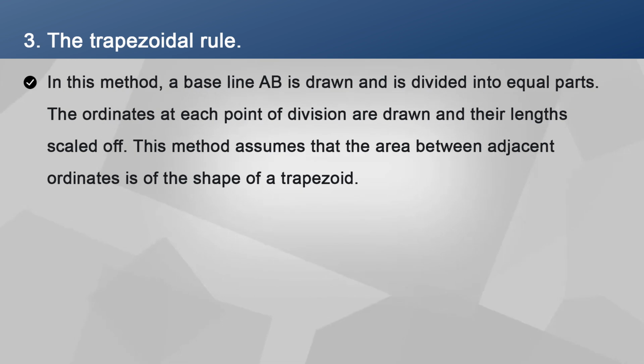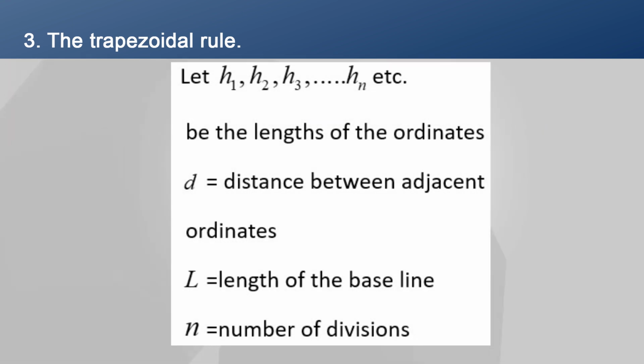Now, the third method is the trapezoidal rule. In this method, a baseline AB is drawn and it is divided into equal parts like we have done earlier. The ordinates at each point of division are also drawn, same as the average ordinate rule, and the lengths of the ordinates are scaled off. This method assumes that the area between adjacent offsets is of the shape of a trapezoid, and we know how to calculate the area of a trapezoid. So, this concept we are going to use here.